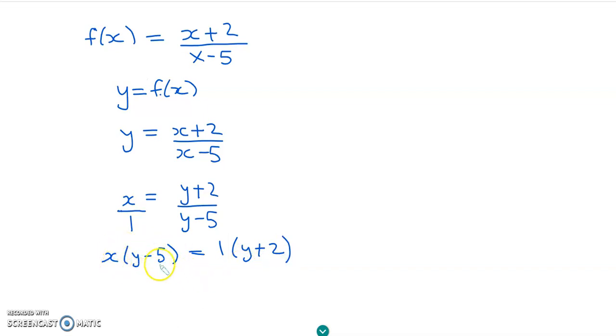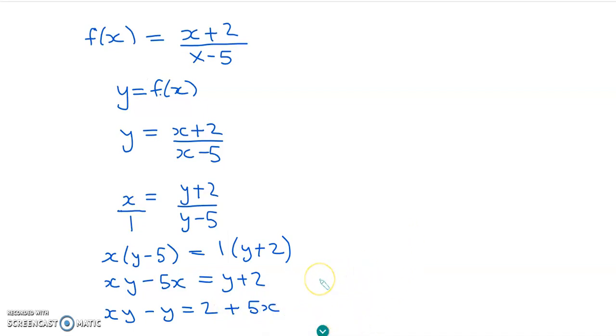And then let's look at the left hand side. We can distribute the x, so we get x times y minus x times 5, which is minus 5x. And then 1 times y plus 2 is simply y plus 2. Then on the left hand side, we're going to move all the y's, and on the right hand side we're going to move the non-y's. So you write it as xy minus y equals 2 plus 5x.